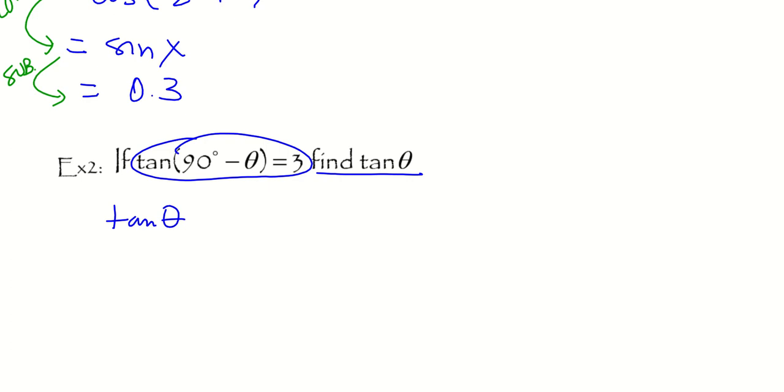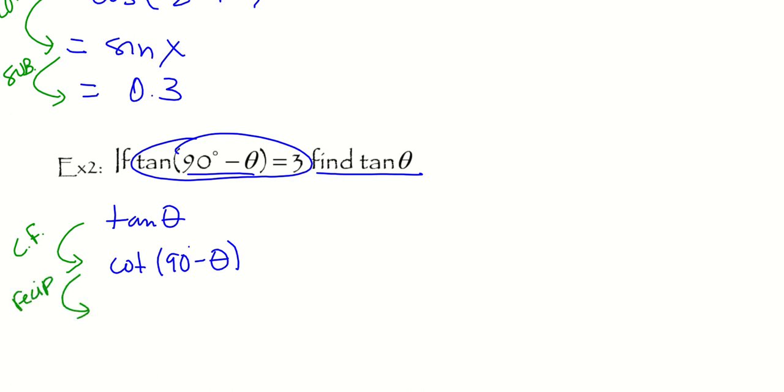By our cofunction identity, we know that the tangent of theta is the same thing as the cotangent of 90 minus theta. That gets me this expression, which I'm looking for. Now, what do I know about the cotangent? Well, I know by my reciprocal identity that the cotangent of 90 minus theta would be the same thing as 1 over the tangent of 90 minus theta.